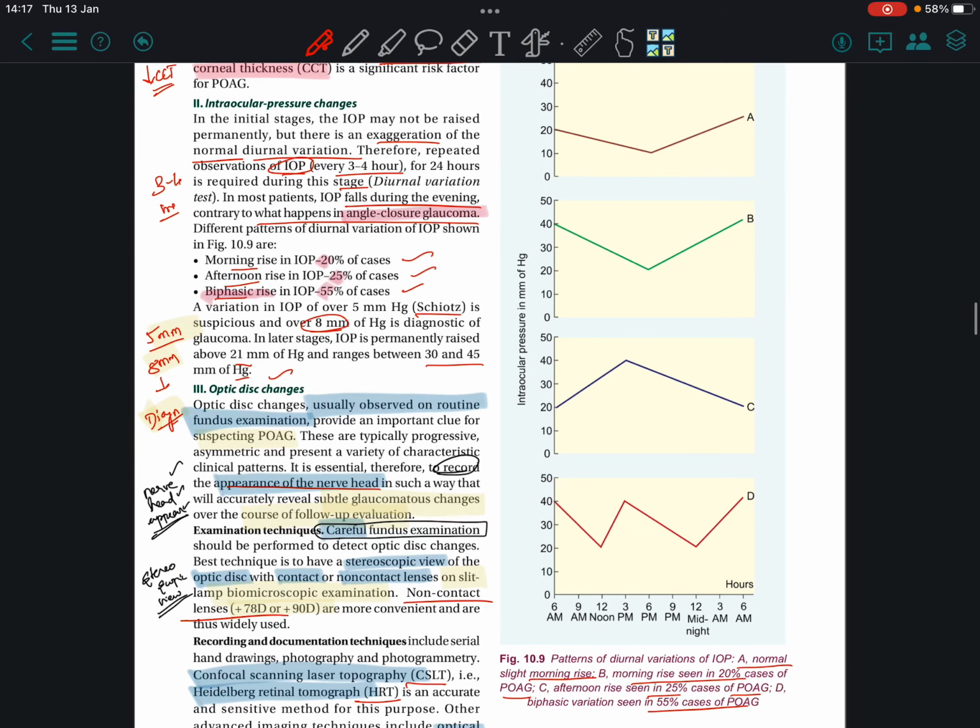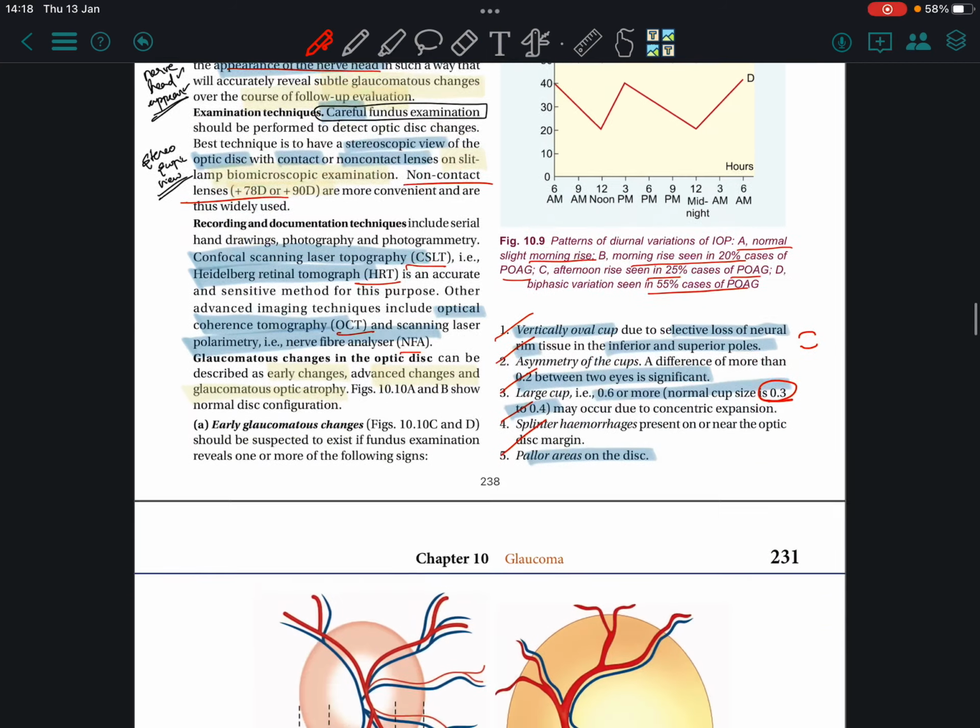Patterns of diurnal variations. A is normal, a straight morning rise. B is morning rise, seen in 20% of cases of POAG. C is afternoon rise, seen in 25% of POAG. D is biphasic variation.